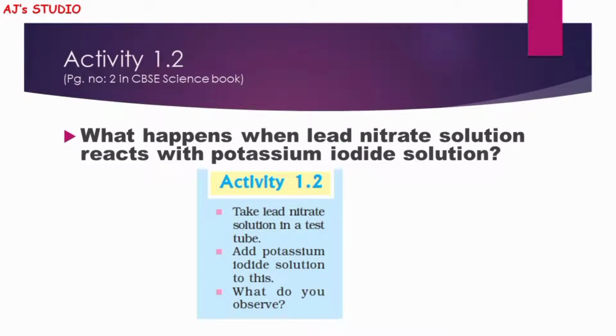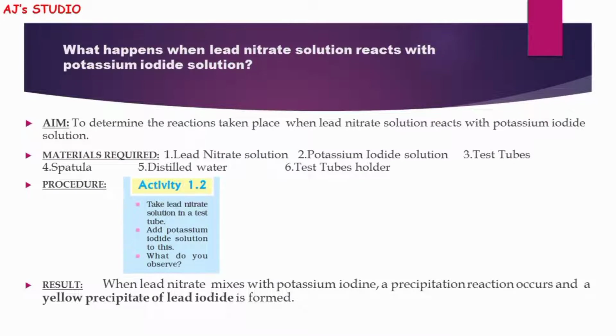solution. Before doing an activity, let's see the aim and what things are needed to do an experiment, and then we will start the experiment. Okay, children, the aim of this experiment is to determine the reactions taken place when lead nitrate solution reacts with potassium iodide solution. For doing this activity, we need a lead nitrate solution, potassium iodide solution, test tubes, a spatula for mixing it, distilled water for dissolving it, and a test tube holder for keeping the test tubes.